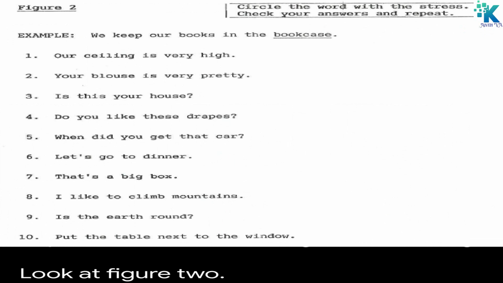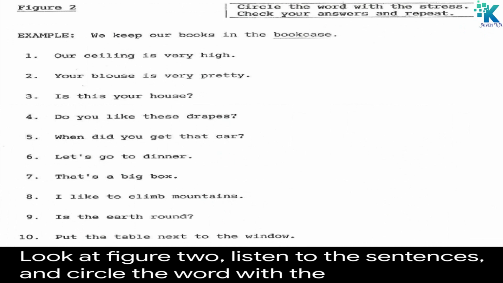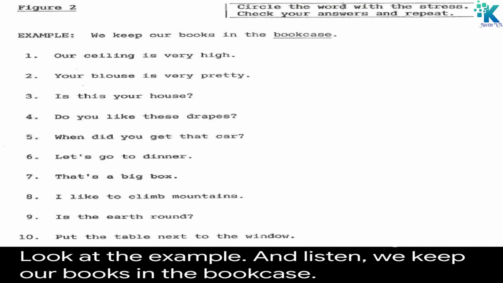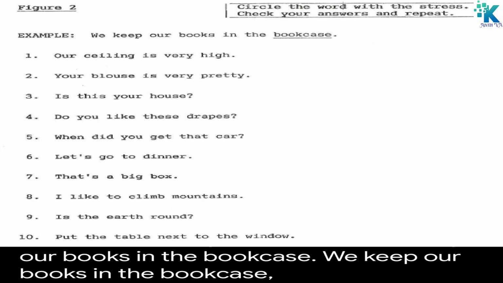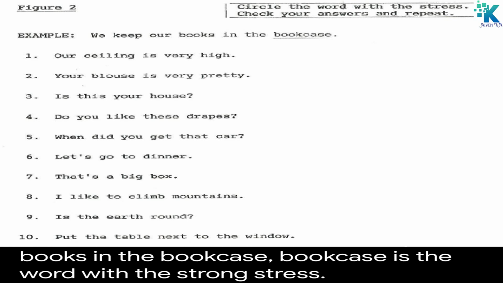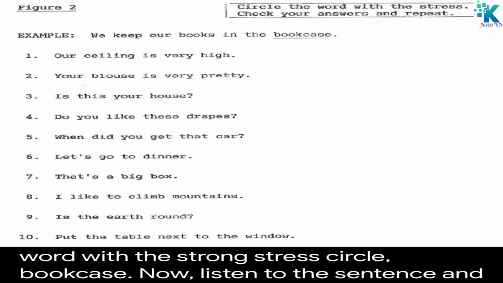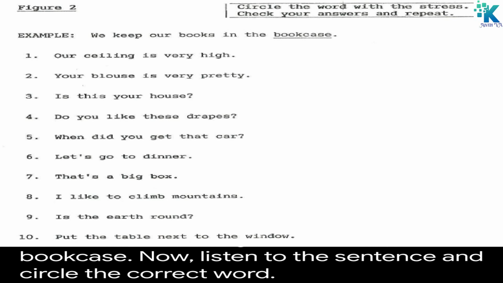Look at Figure 2. Listen to the sentences and circle the word with the strong stress. Look at the example and listen. We keep our books in the bookcase. We keep our books in the bookcase. Bookcase is the word with the strong stress. Circle bookcase. Now listen to the sentence and circle the correct word.